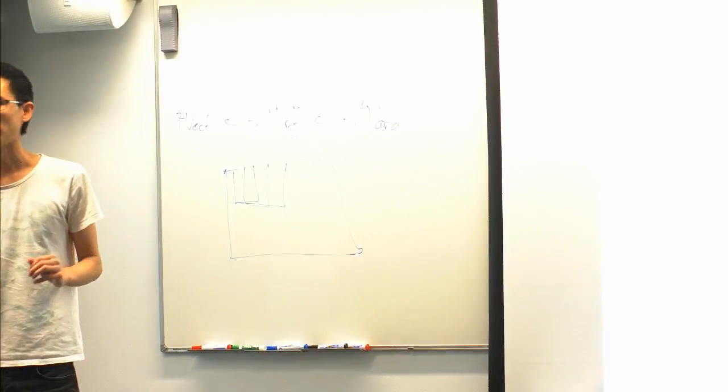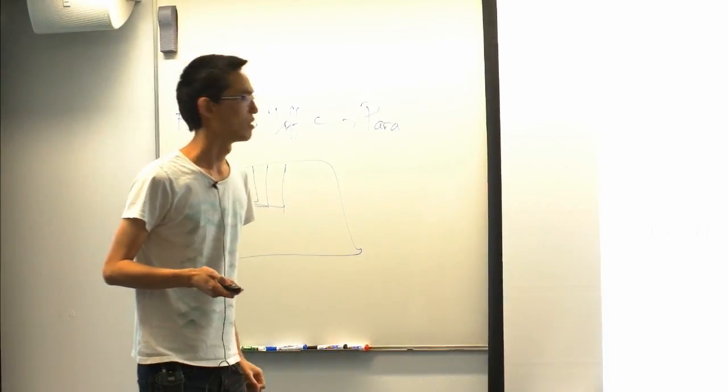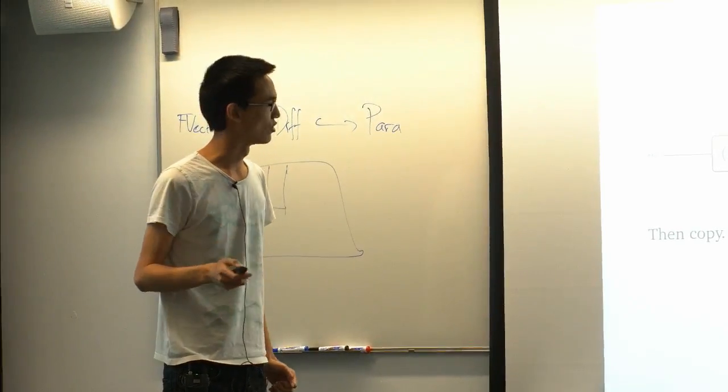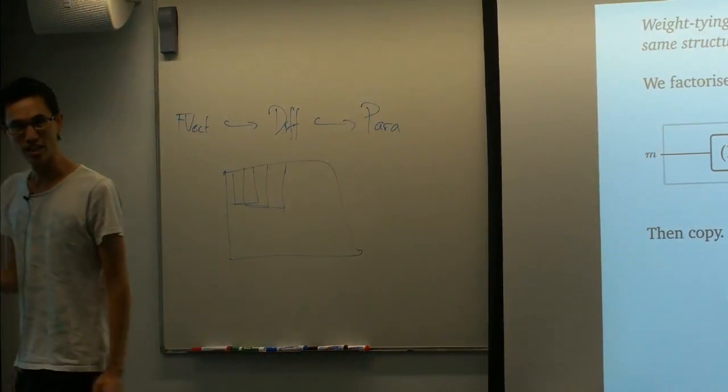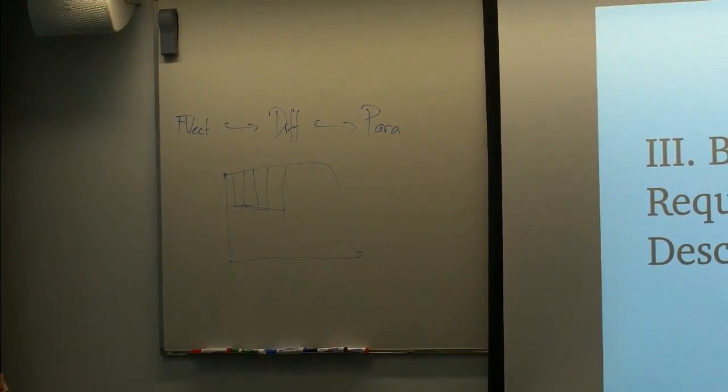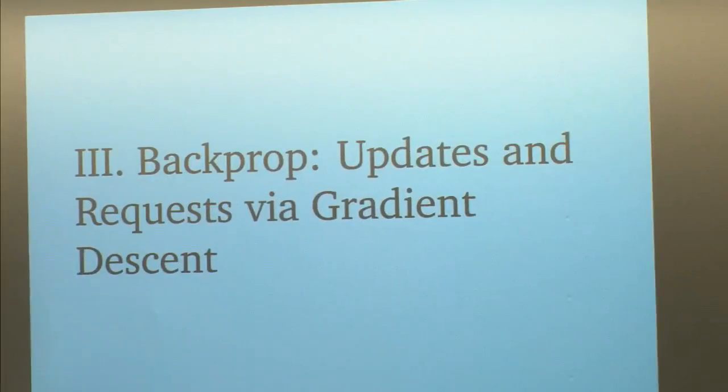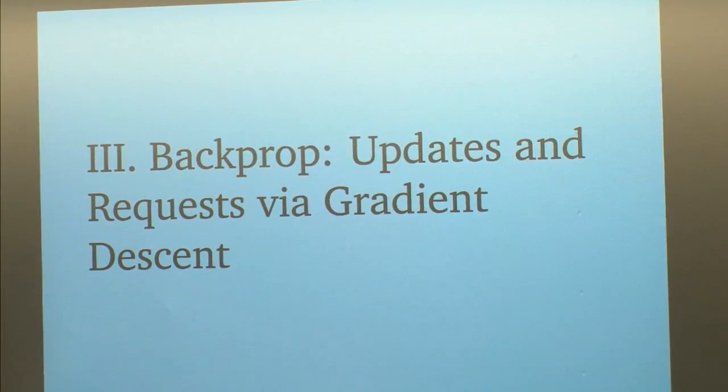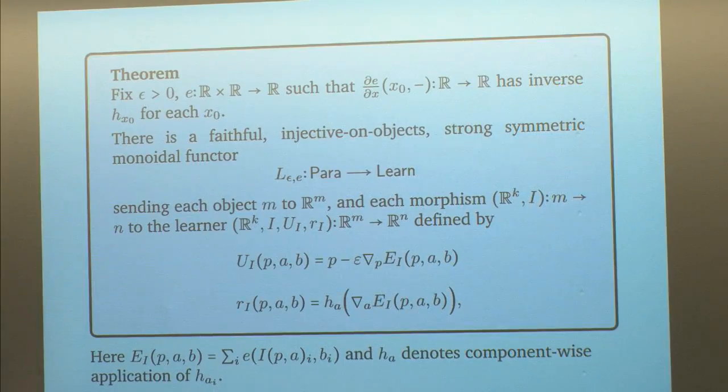OK, but I've got about 15 minutes left, and I haven't actually talked about backpropagation or learning. So let me do that now. This section is short. The key idea is that from parameterized functions, we want to create an update function and a request function using gradient descent, and that backprop is precisely an expression of the functoriality of this process. So here's a theorem with a lot of notation.